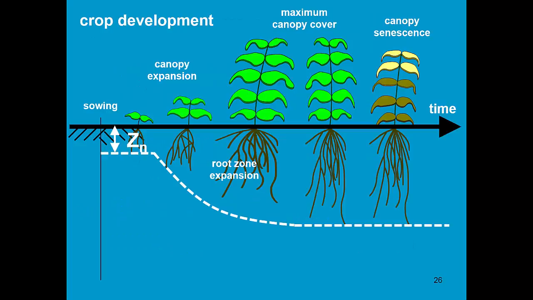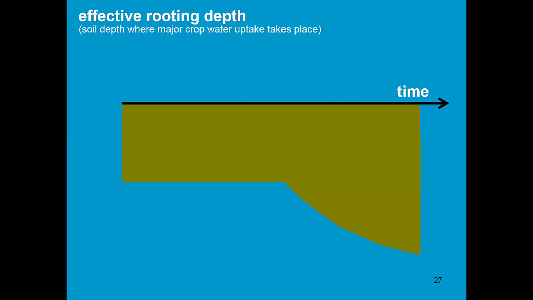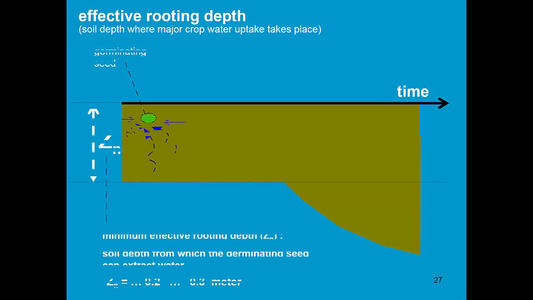Here you see a graphical display of the crop development in function of time. What we need to specify is the time to reach the maximum rooting depth and the maximum rooting depth itself. AquaCrop uses the concept of effective rooting depth. That is the soil depth where major crop water uptake takes place.